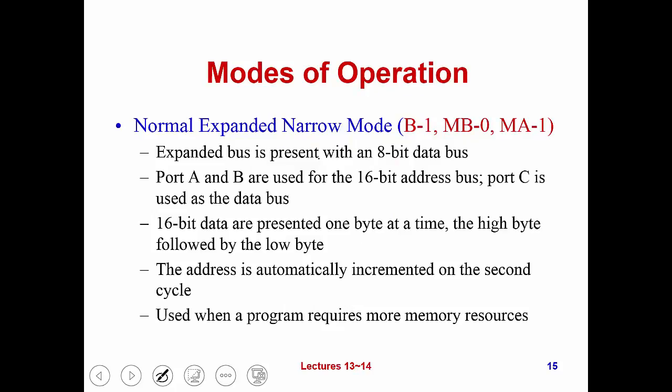But in comparison, if you configure it to run in normal expanded narrow mode, it means we have mode B to be 0. Then the data bus changes to 8 bits. Address is still 16 bits. So A and B are used for the 16-bit address bus. Port C is used for transmission of data.